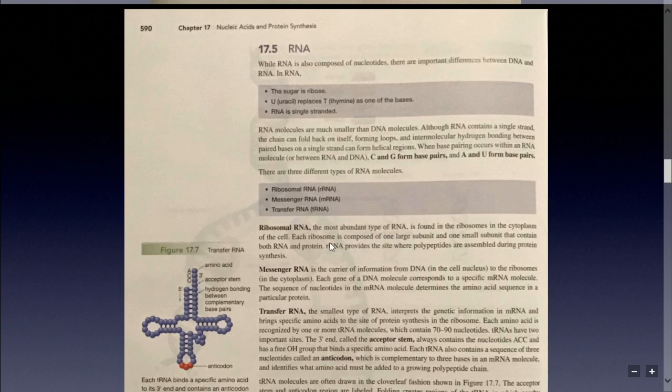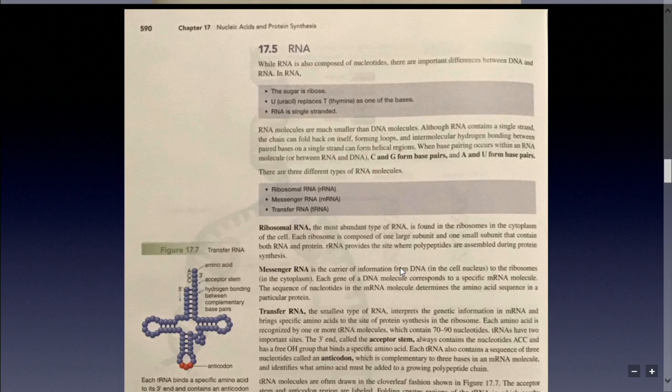Also, since DNA is preserved, we keep it inside the nucleus, and the rest of the RNAs are usually found outside of the nucleus, except for messenger RNA. So I should retract that statement. I'll just continue reading up here.